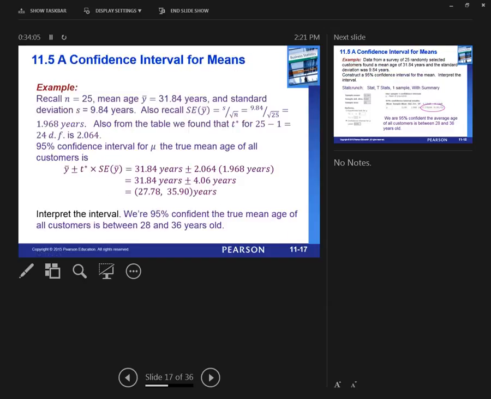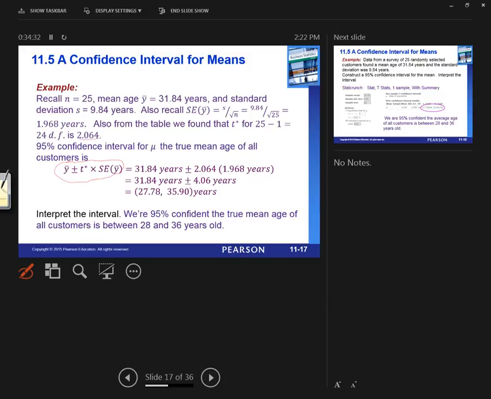So now here's our calculation. We checked our conditions, and I just brought in the stuff that we already knew. We had a sample size of 25. The mean was 31.84 years. The standard deviation, S, was 9.84 years. We calculated the standard error was 1.968 years. And then we got our T star for 24 degrees of freedom. So here's our T star, and we just plug that in.